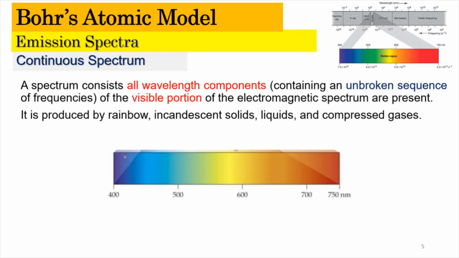So, continuous spectrum is basically a spectrum that consists of all wavelength components, in which it has an unbroken sequence of frequencies, and it appears on the visible portion of the electromagnetic region. And this is the visible region, which means that it can be seen with our naked eye, and it is produced by the rainbow, incandescent solid, liquid, as well as compressed gases. So when it says unbroken sequence, it means that it is just continuous without any breaking.